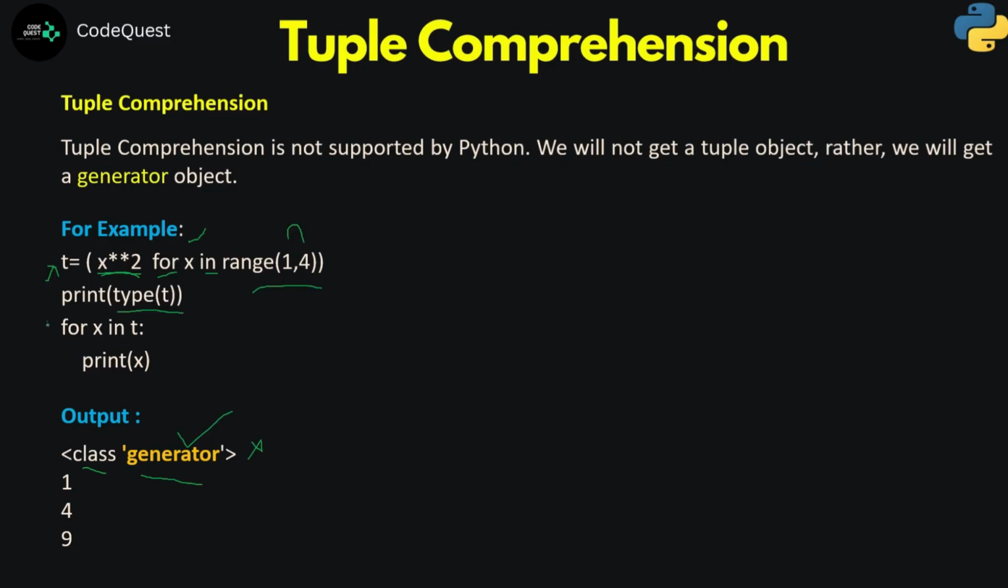And of course, this for loop is just going to print the list of values that are generated out of it, that is 1, 4 and 9.